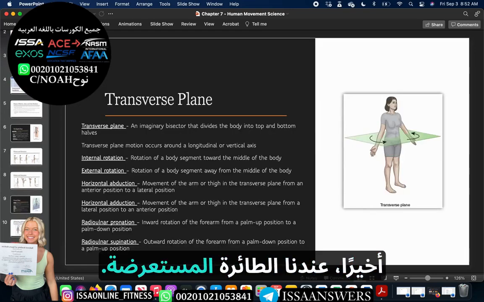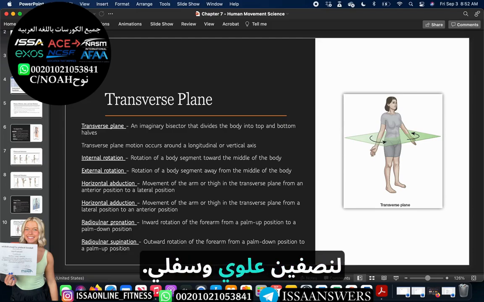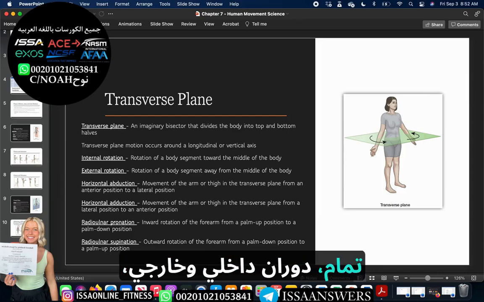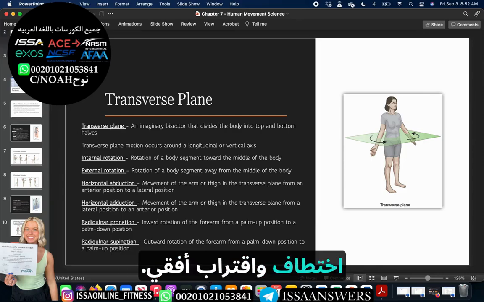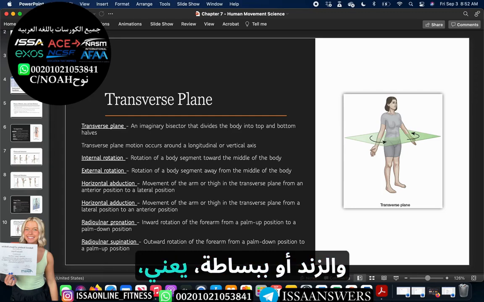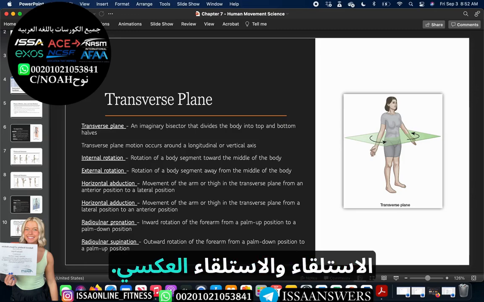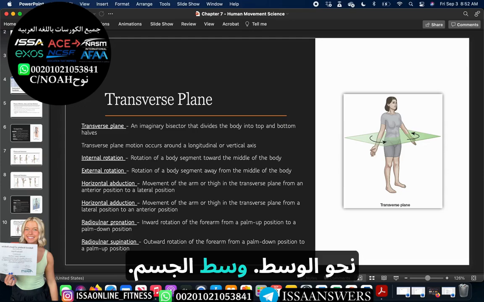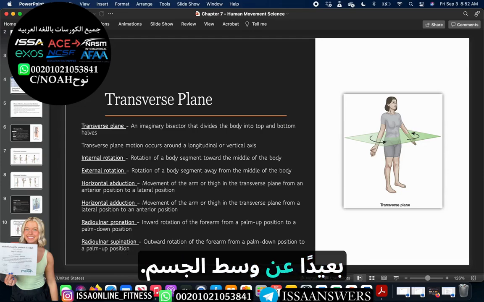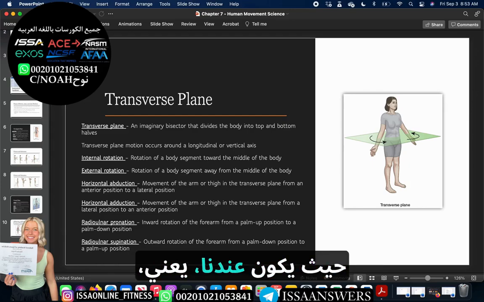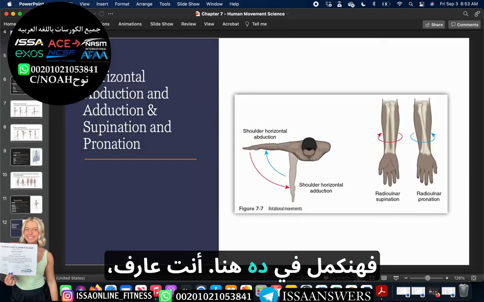Lastly, we have our transverse plane. Now, our transverse plane cuts us into top and bottom halves. Now, the top and the bottom with this would make us have rotational movements, okay? Internal and external rotation, horizontal abduction and adduction, and then what we would call radial ulnar, or simply, we want to locate the landmark, but radial ulnar pronation and supination. So, internal rotation has the rotation toward the middle of the body. External would be rotation away from the middle of the body. Horizontal abduction would be where we would have our shoulders up. So we'll go into that right here.